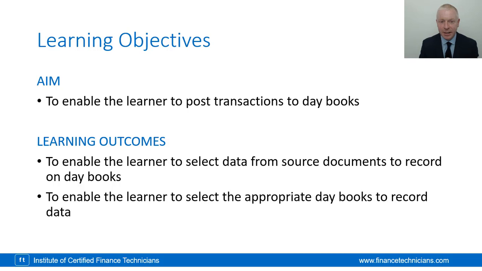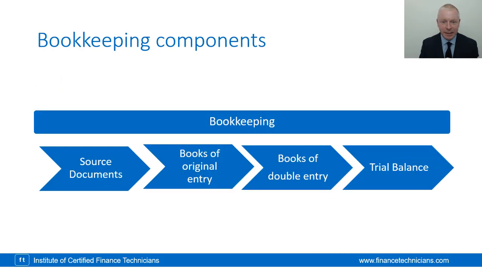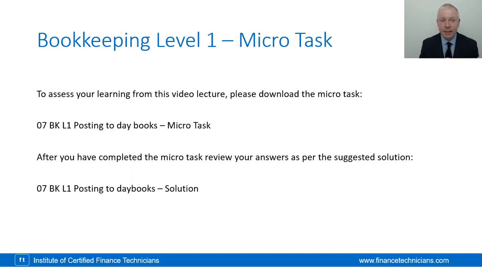So just to put things into context, we're going to have a look at the bookkeeping infographic, and we're going to look at the first two sections there. We're going to look at the source documents and the books of original entry, and you should recall that they're also referred to as the books of prime entry. Then at the end of this, you should be able to answer all the questions relating to the microtask that's set. So you need to look at 07 BKL1 posting to daybooks microtask. You're going to have a look at that at the end, and then you're going to try and see whether you got the answers as compared to the suggested solution.